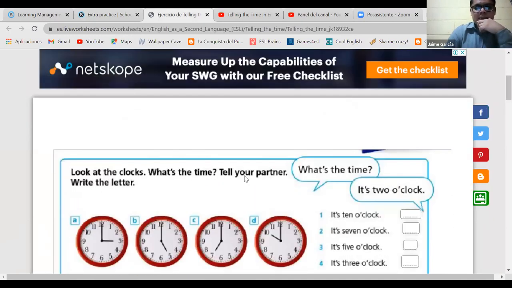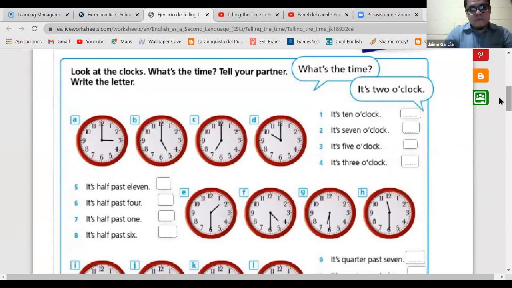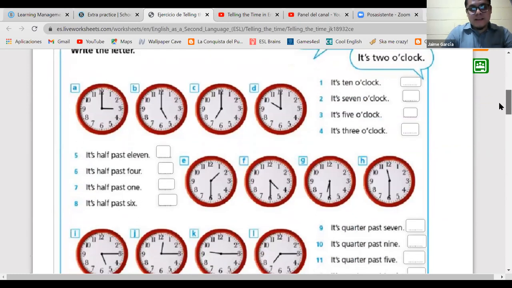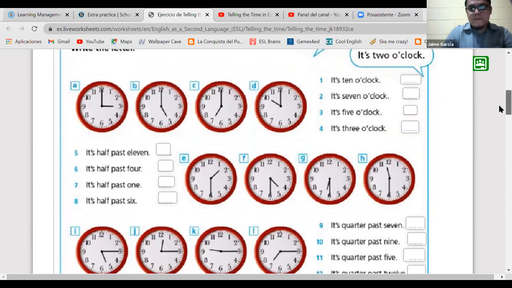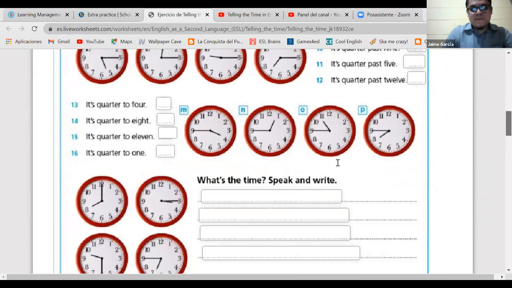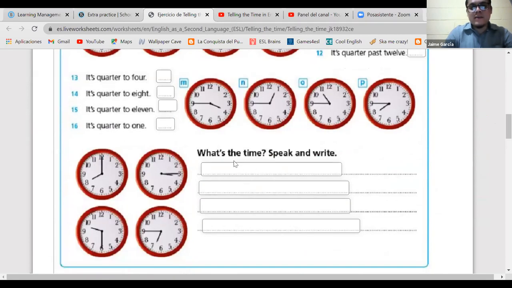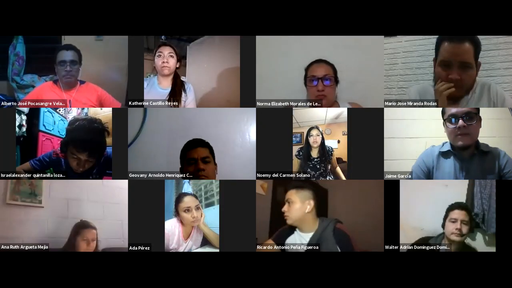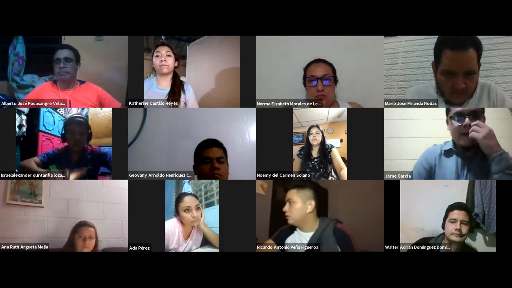So look at the clocks. Tell your partner what's the time or what time is it? You can say either. But when you do this exercise, please use English. I'll be monitoring your work. Ask your partner in English, not in Spanish. And in the second exercise, you're going to write the time. So you're going to speak and write. Use your English.